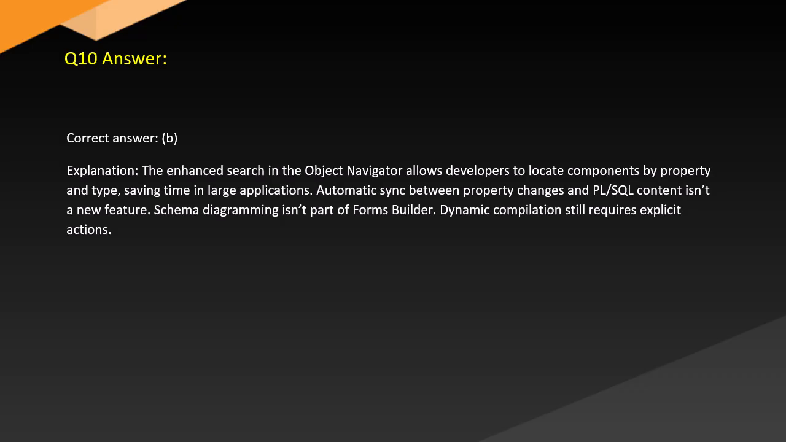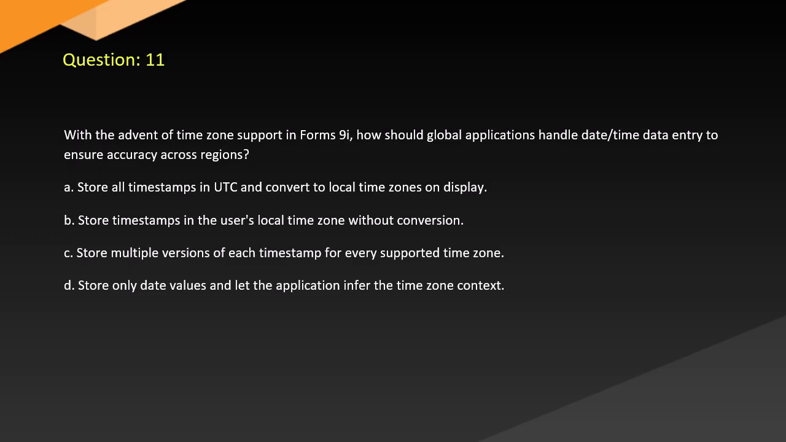explicit actions. Question 11. With the advent of time zone support in Forms 9i, how should global applications handle date-time data entry to ensure accuracy across regions? A. Store all timestamps in UTC and convert to local time zones on display. B. Store timestamps in the user's local time zone without conversion. C. Store multiple versions of each timestamp for every supported time zone. D. Store only date values and let the application infer the time zone context.